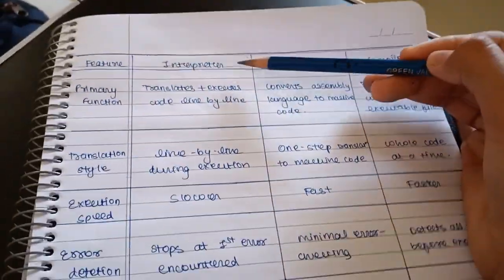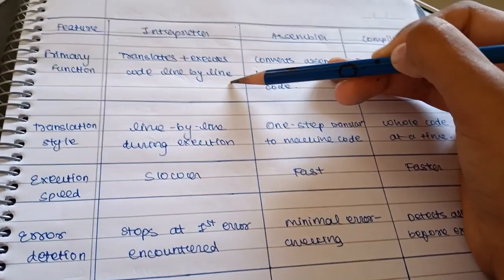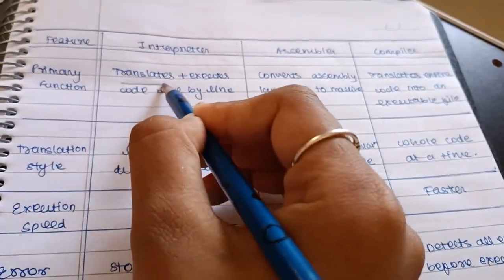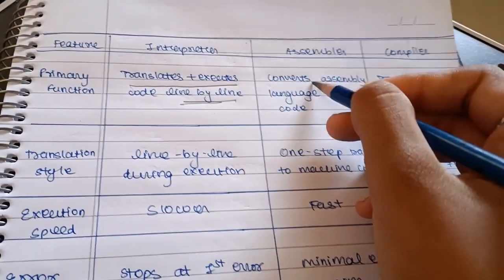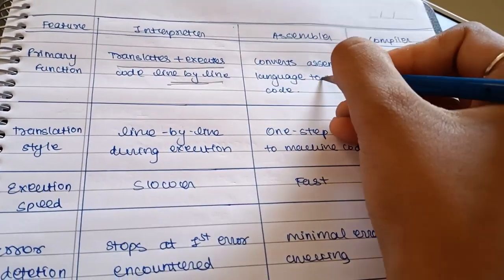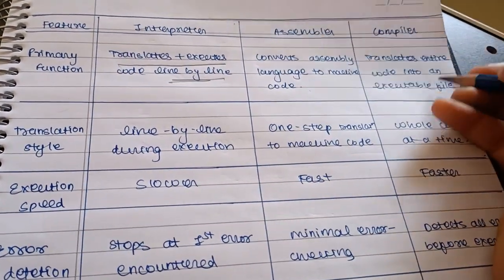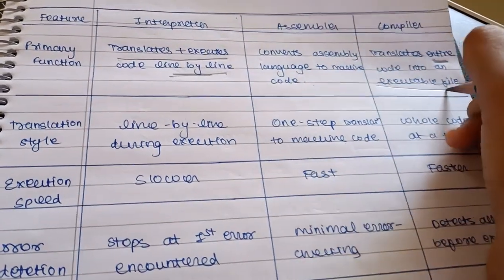The primary function of the interpreter is to translate and execute the source code line by line. This is the most important thing: it translates plus executes, and that too line by line. The assembler converts assembly language to machine code, and the compiler translates the entire code into an executable file.